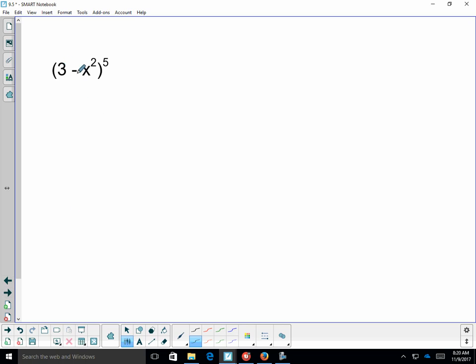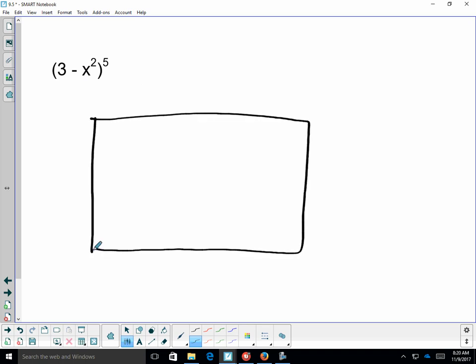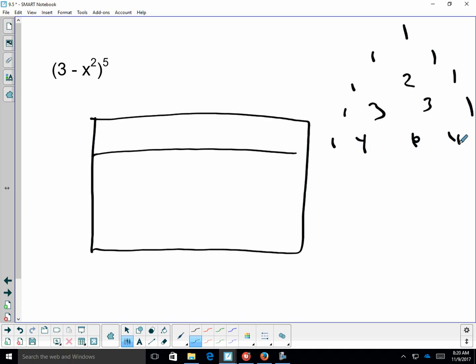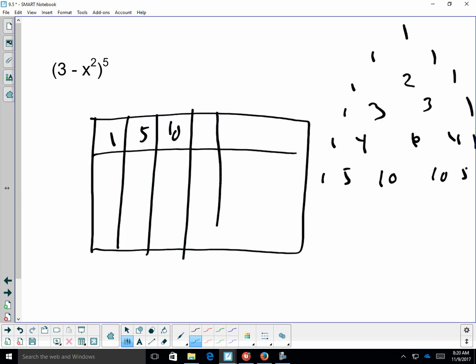Here I have 3 minus x squared to the fifth. So now I'm going to have 6 terms, and I'm using the fifth row of Pascal's triangle. I can either figure out the fifth row of Pascal's triangle really quickly, or I could go look it up. I'm committed to figuring it out quickly. All right, so when I do this, I'm going to have 1, 5, 10, 10, 5, and 1.